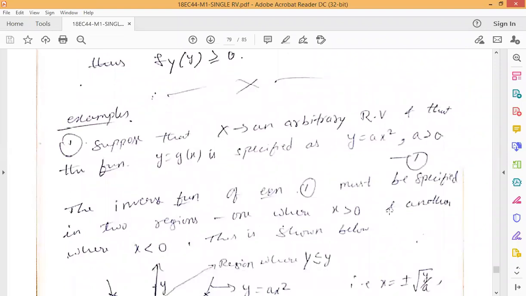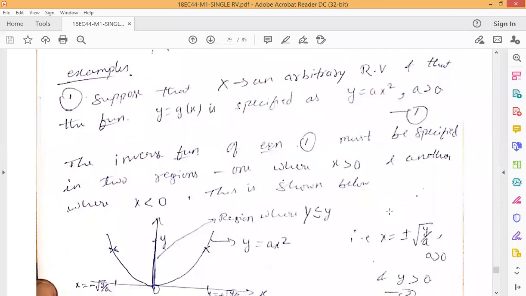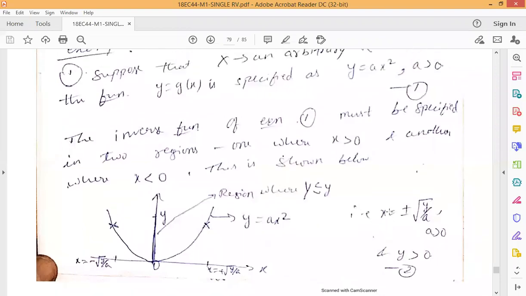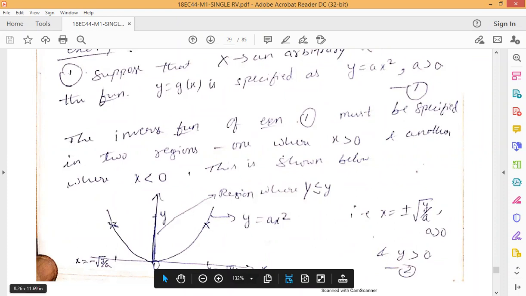And here is one more example. We are going to consider the function y is equal to a x square, where a is greater than 0. As we know, this is nothing but the equation of a parabola. So you can see whenever you plot this, you are going to get a graph like this, right? For y is equal to a x square, where a is assumed to be a positive constant.